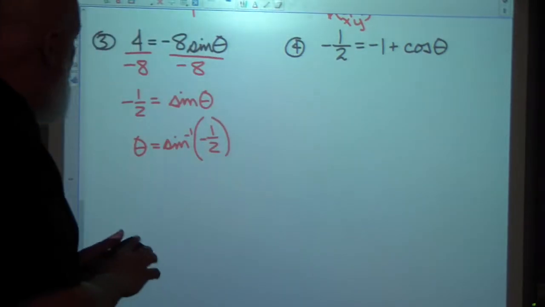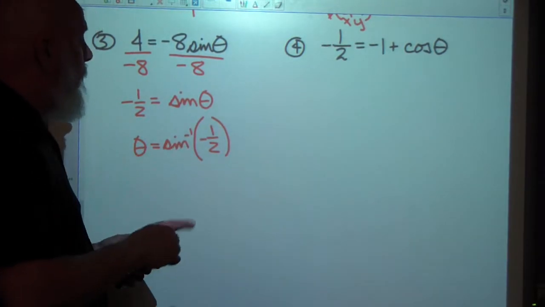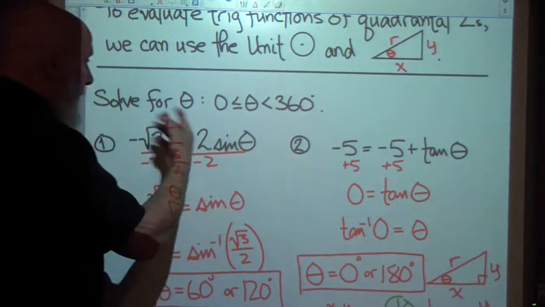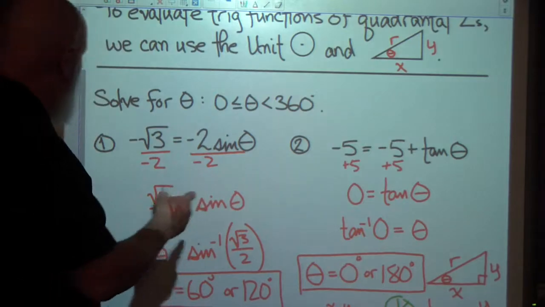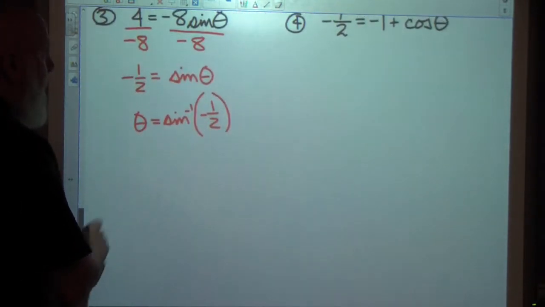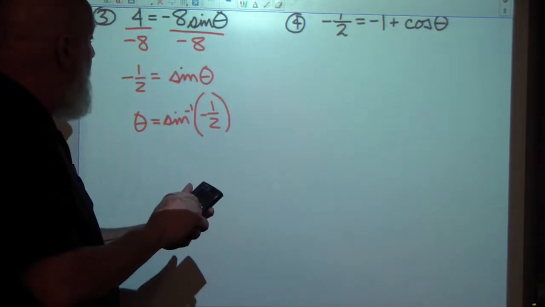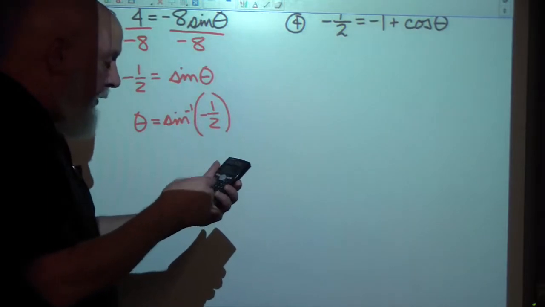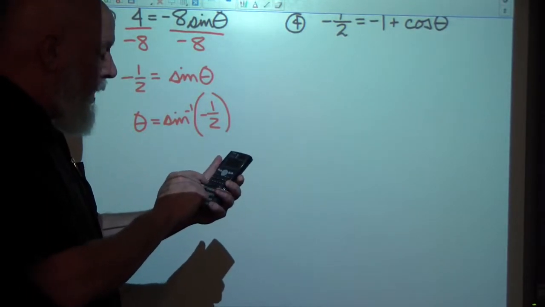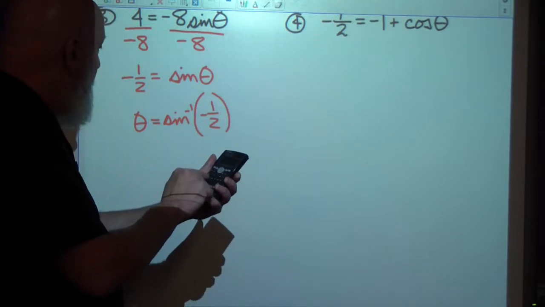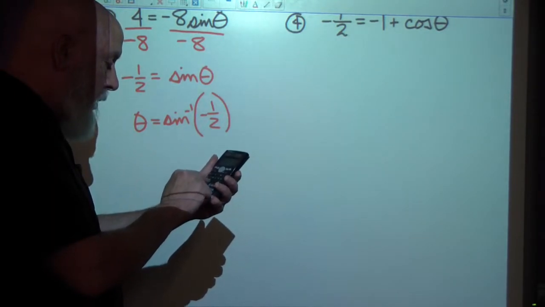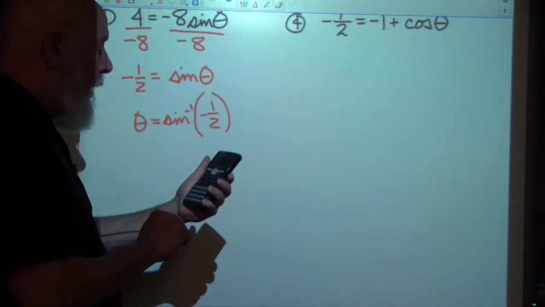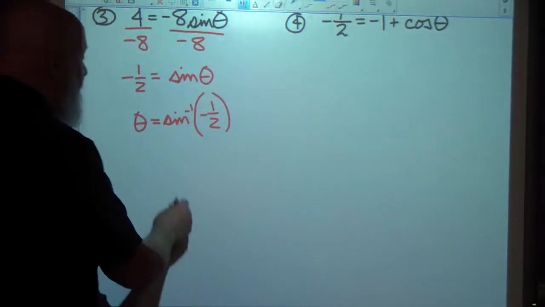Okay, let's see what we get. We may get a negative angle here. If we do, we're still restricted to positive angles between 0 and 360. So we'll have to use a coterminal angle. You'll see here in just a second, if this indeed turns out to be negative. I'm going to hit second function or shift. Yours might say shift up there. Sine, negative 1, negative 1 over 2, close parentheses, equals. Yep, it does. It gives me negative 30 degrees.